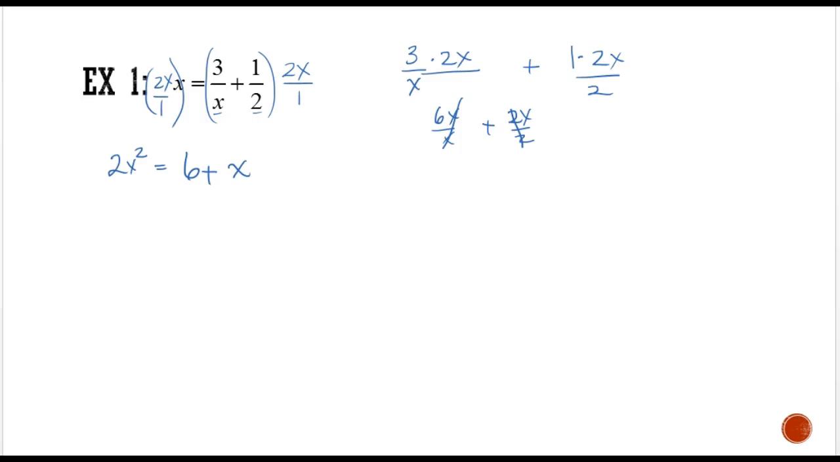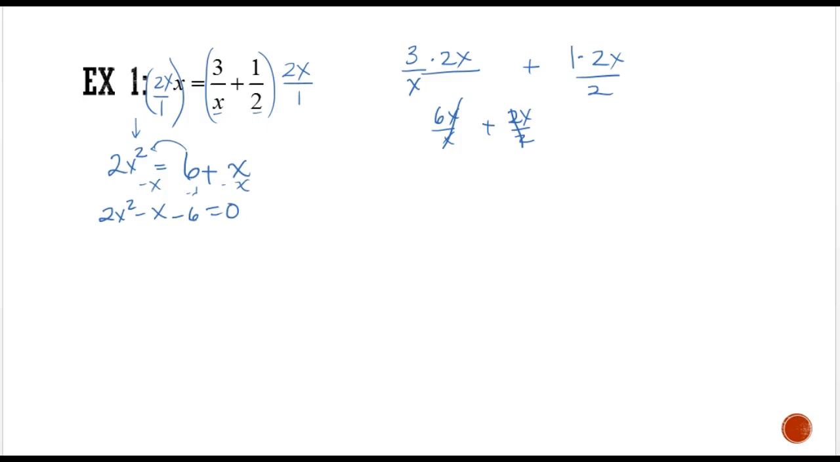Now we want to solve this. My x squared term's over here, and it's already positive. It's positive 2. So I want to leave it on the left. I'm going to move these pieces over. I'm going to subtract x. So I have 2x squared minus x. And if I move the 6 over, I'm going to have minus 6. Minus 6 equals 0. So there I have it.